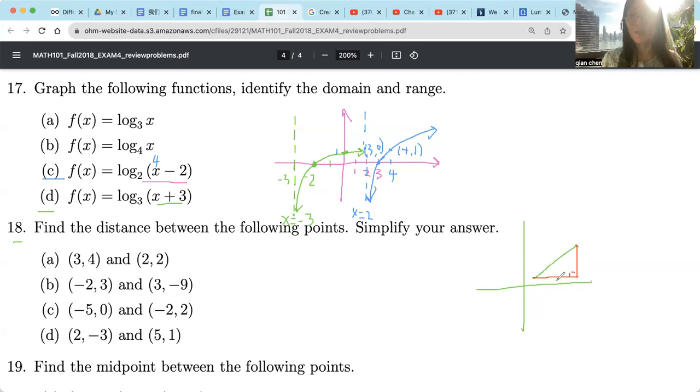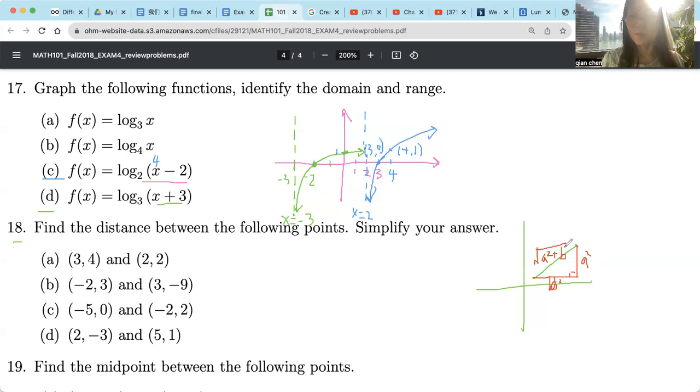So I can find the distance of the base. Let's call it B, maybe. If I find the distance of B, and the distance of A, from this point to this point, then I square them, add them up, and take the square root. So this is the square root of A squared plus B squared. Pythagorean theorem.